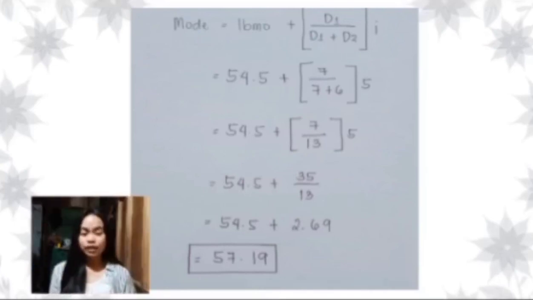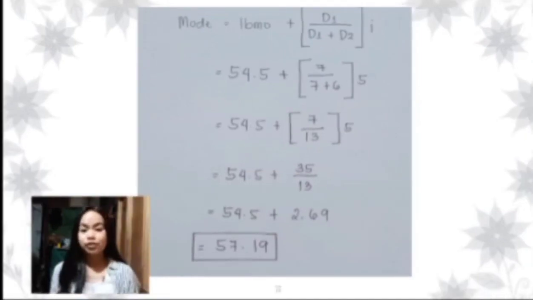As for D2, still the same technique: frequency of the modal class minus the lower class. So we have 21 minus 15, since 15 is the frequency of the class below the modal class. 21 minus 15 is equal to 6. So the value of our D2 is 6. And we have our I, which is our class interval, 5.